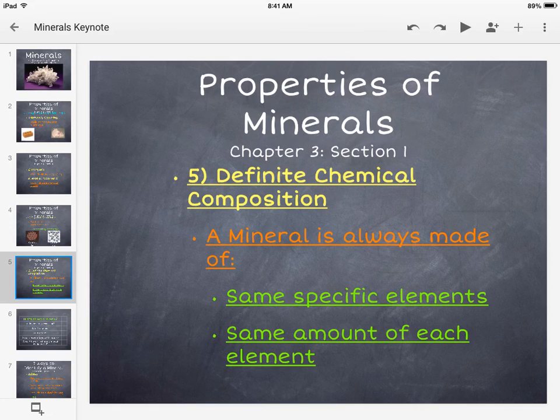Number 5, the last one, is definite chemical composition. So what this means is that minerals are always made of the same elements and the same amount of each element. So another thing that I like to say is that minerals are pure substances.